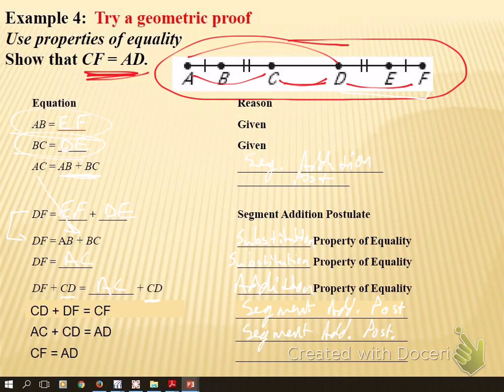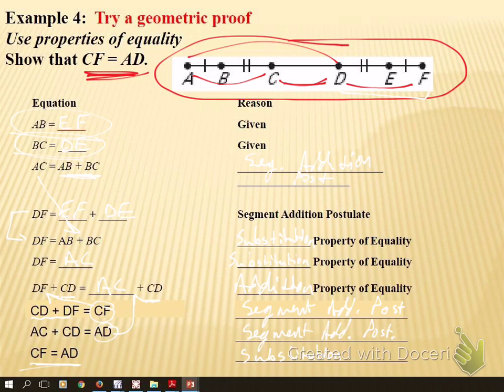Okay. Now, combine some steps again. CD plus DF is equal to CF. So I'm going to put CF in for this DF plus CD. AC plus CD is equal to AD. So I'm going to take this AD and I'm going to substitute it into this guy right here. So I'm going to say that CF is equal to AD, and that's by substitution. And that's what we wanted to prove. We wanted to prove that CF was equal to AD.